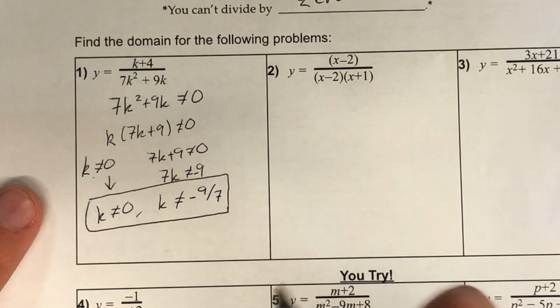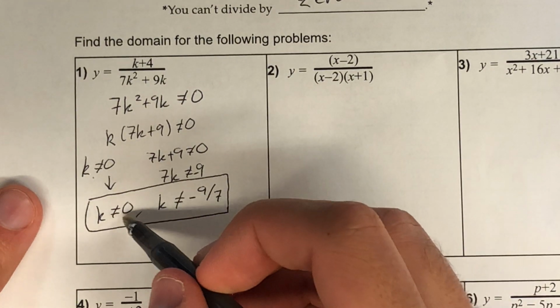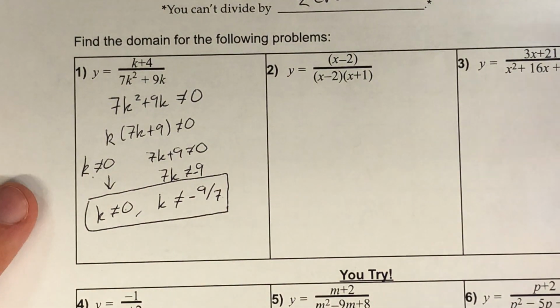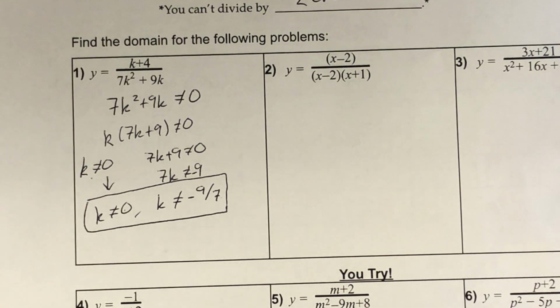And the assumption here is that all real numbers, or all values of k work except for 0 and negative 9/7. Because when you plug those in, you get 0 in the denominator. You can have 0 in the numerator, that's fine, just not in the denominator because it's undefined. So with rational functions, you're just looking for what values in the denominator make my function 0. Okay.